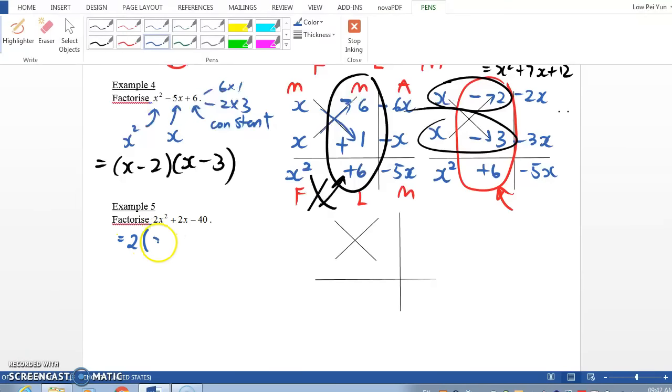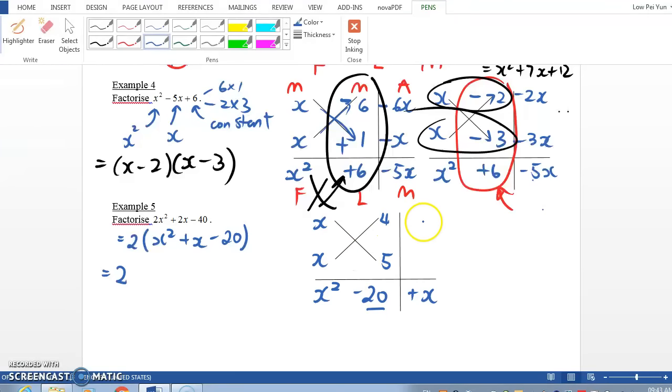out, because all are even numbers, right? X squared plus x minus 20. Alright, so with these two, I will put it here, and my method for finding the factors will just be x squared minus 20 plus x. So I hope by now it is obvious to you that x times x gives you x squared. Now for 20, focusing on just the number alone, I will try 4 and 5. So following the arrow, I have 4x, 5x.